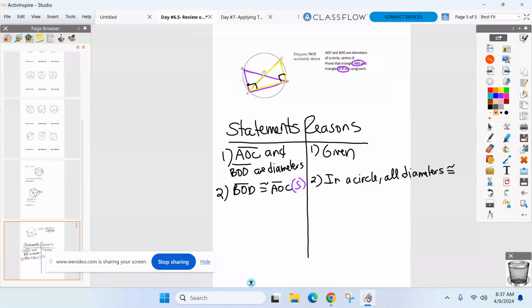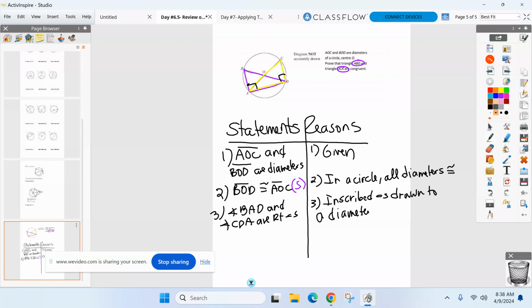A diameter. All right, so we have angle BAD and angle CDA are right angles. And here you go. Here's the circle fact we use. You guys that were here yesterday, you're probably tired of writing this already. Inscribed angles drawn to a diameter are right angles. Again, if you're here yesterday, we wrote that a ton.